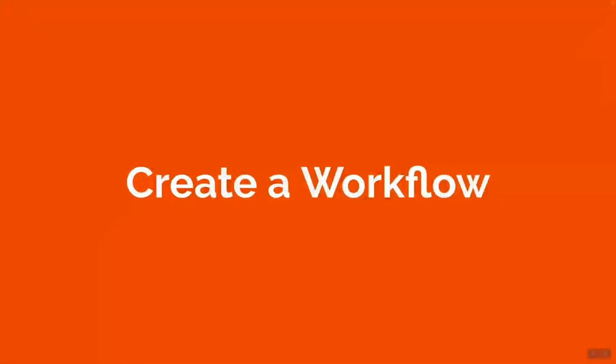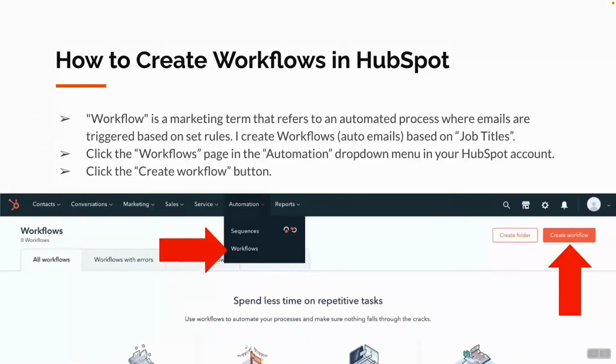How to create a workflow in HubSpot. Workflow is a marketing term that refers to an automated process where emails are triggered based on set rules. I create workflows or automatic emails based on job titles. Job titles is a column in my .csv contact file upload. So let's create a workflow. Click the Workflows page in the Automation drop-down menu in your HubSpot account. On this Workflows page, click the Create Workflow button in the top right corner.